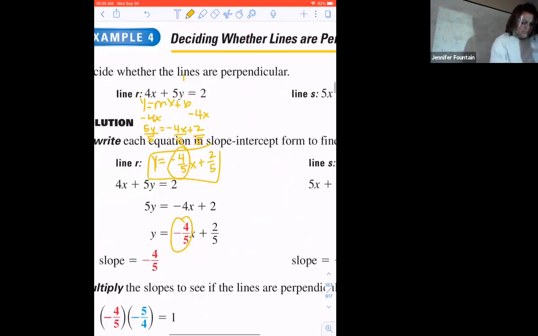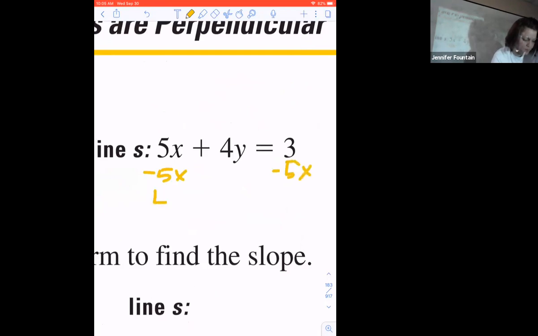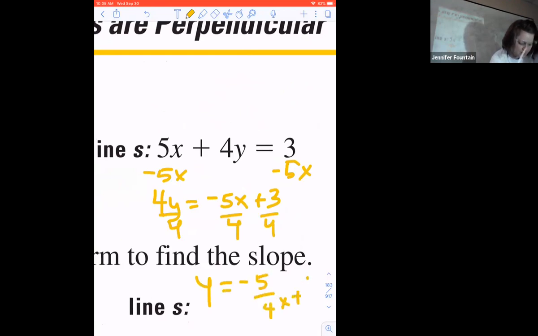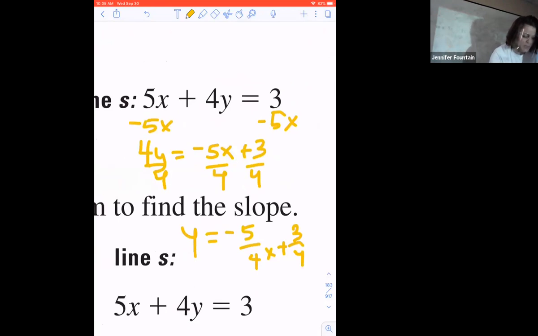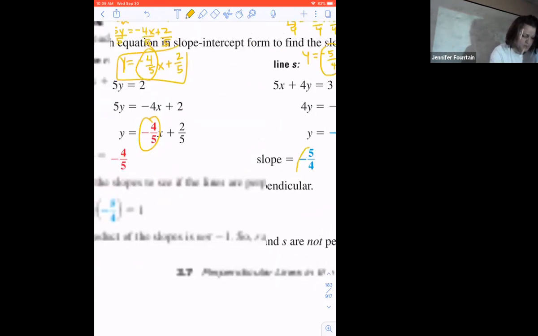Now I can look at that and see that my slope is -4/5. My next equation, same thing. 5x plus 4y equals 3. Subtract 5x from each side. 4y equals -5x plus 3. Divide by 4. Divide each term by 4. So y equals -5/4 x plus 3/4. My slope of this one is -5/4.